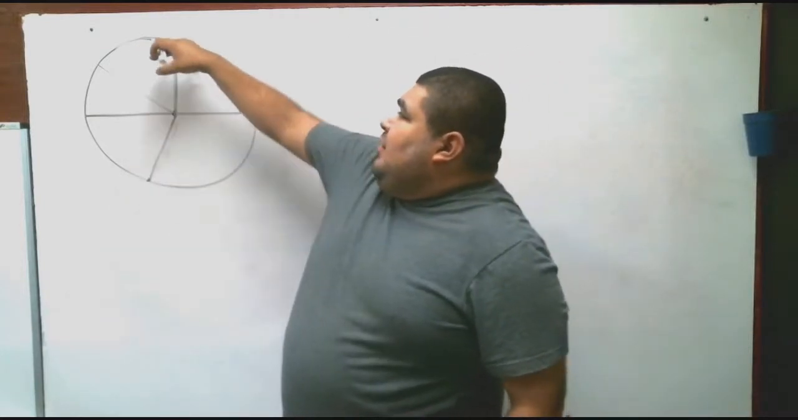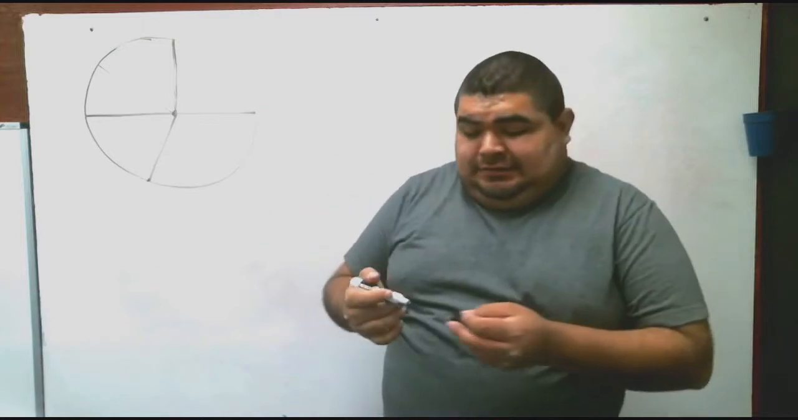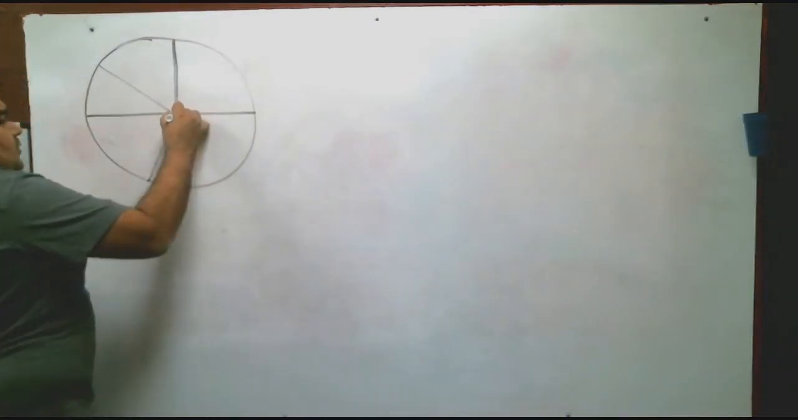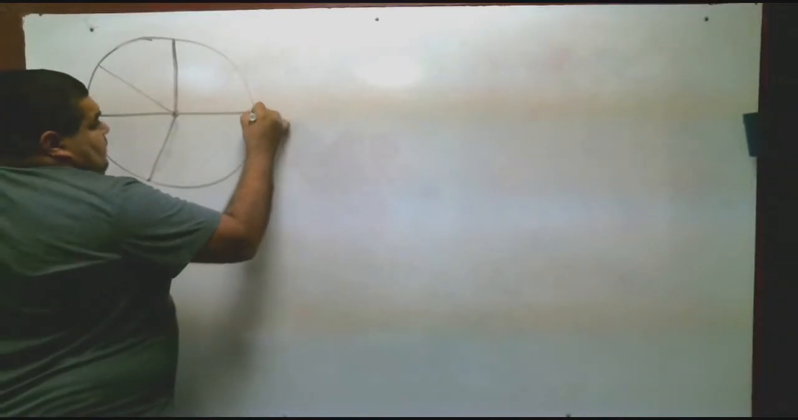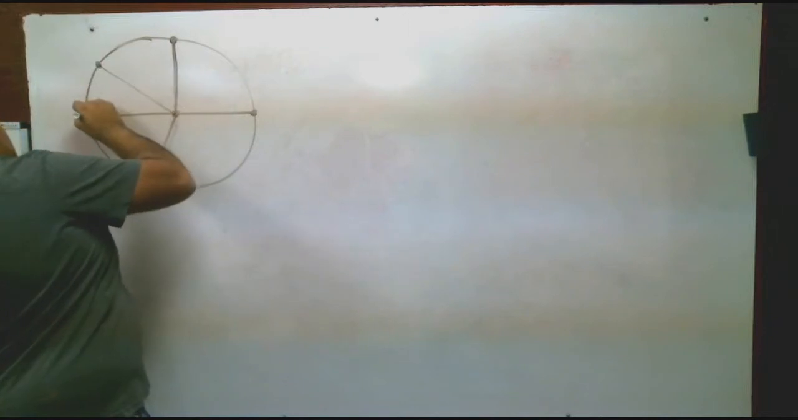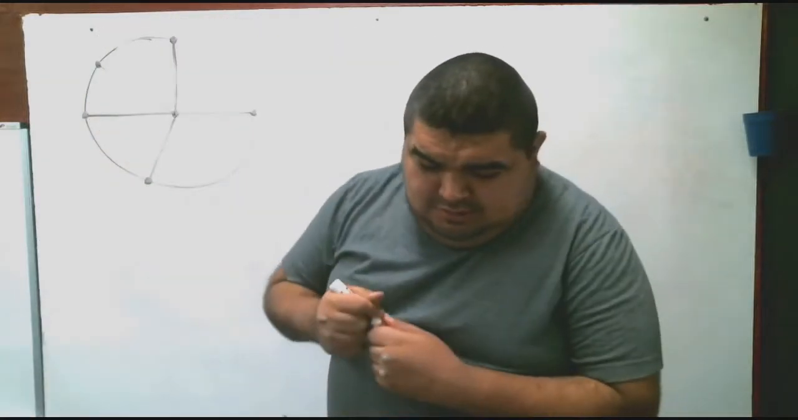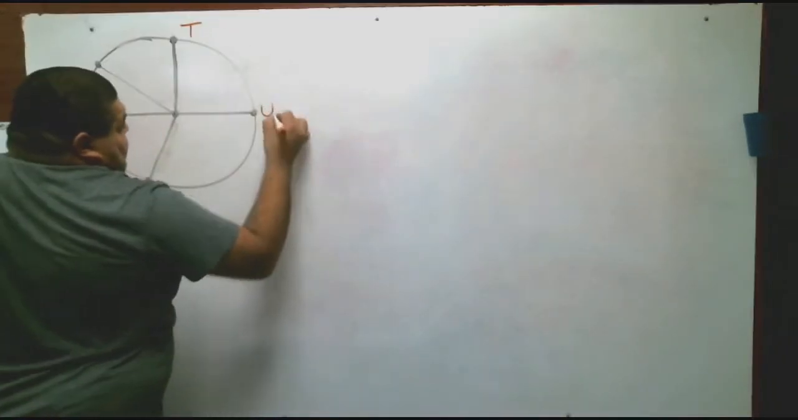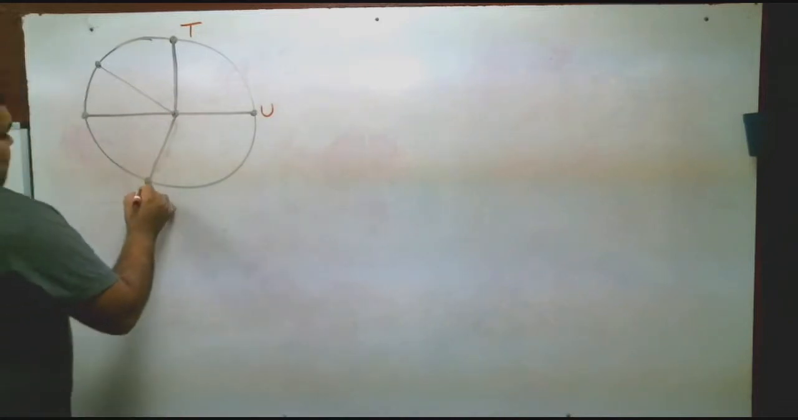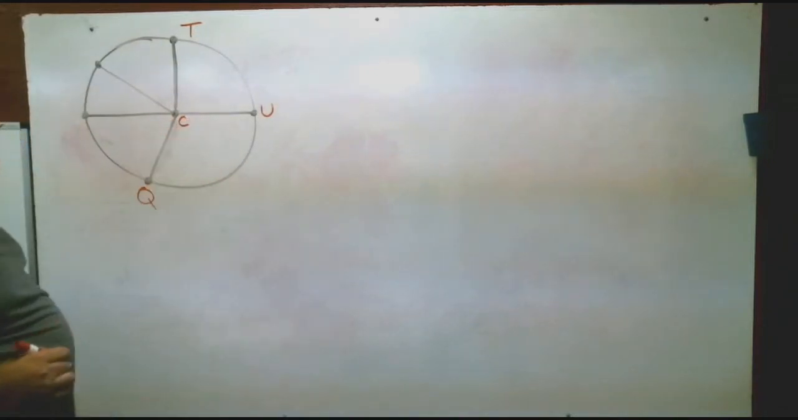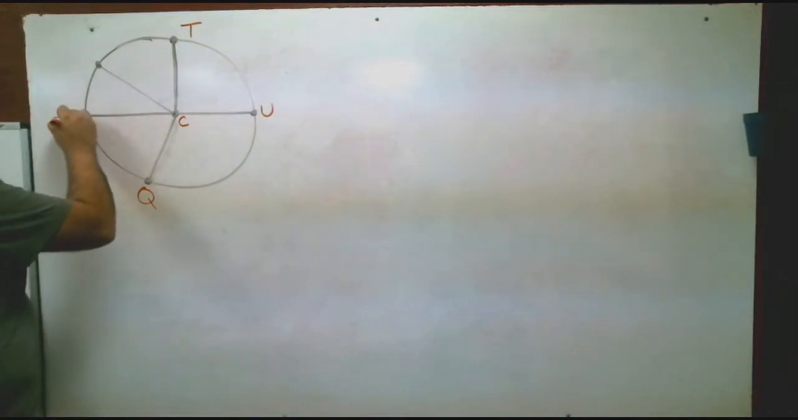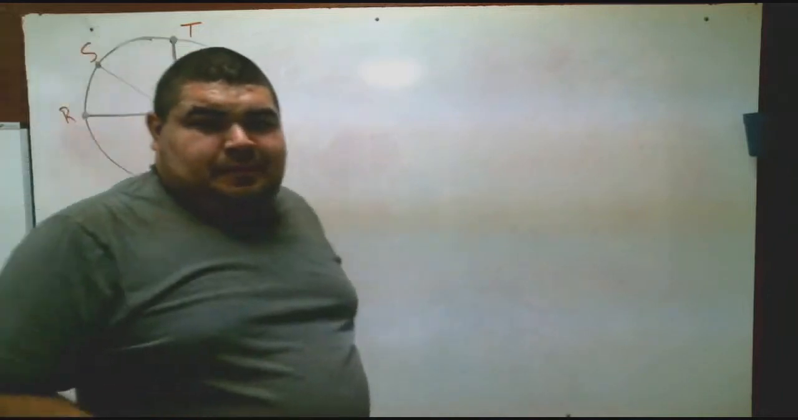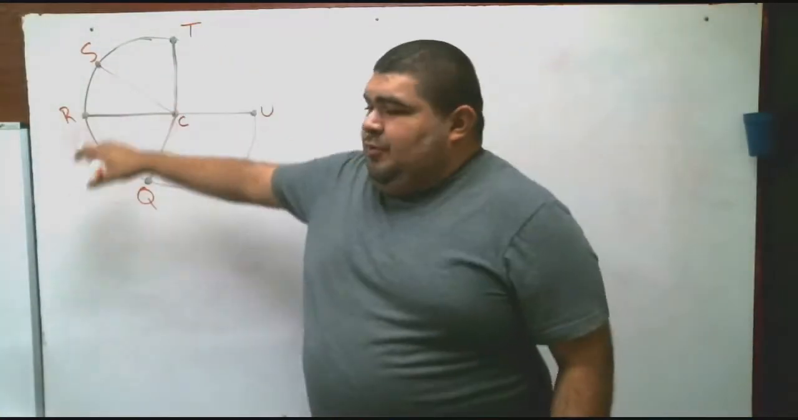We're gonna label again. Remember, when lines touch other lines, okay, it creates a vertex. There's a vertex in the middle. Okay, there's a vertex on each one of these edges. Each one of those vertices we're gonna label. Okay, we're gonna label it T, U, Q, C, R, and S. Okay? So we have labeled our circle.